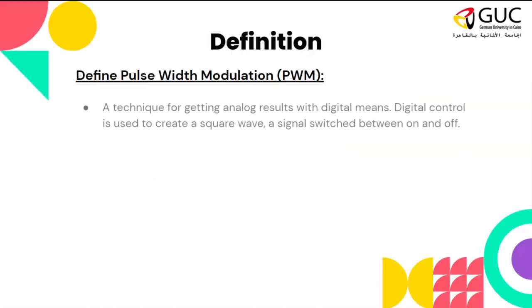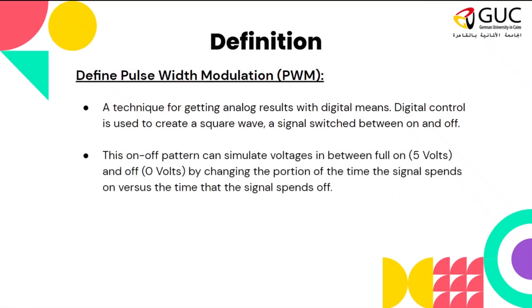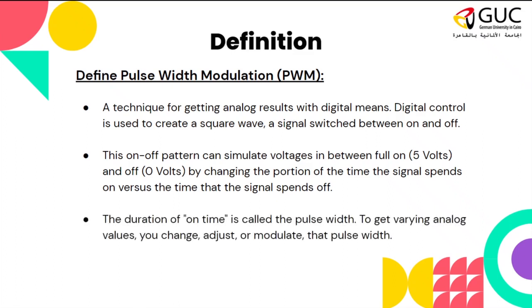Pulse width modulation is a technique for getting analog results with digital means. Digital control is used to create a square wave, a signal switched between on and off. This on-off pattern can simulate voltages in between full 5 volts and 0 volts, which is off, by changing the portion of the time the signal spends on versus the time the signal spends off. The duration of on time is called pulse width. To get varying analog values, you change, adjust, or modulate that pulse width.